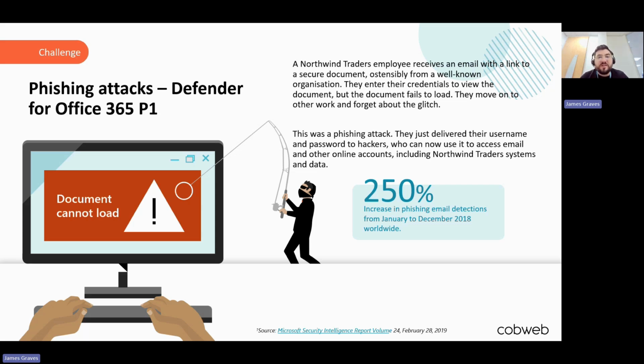So again, Northwinds being our fictitious business, the employees receive an email with a link to a secure document. They believe it to be from a very well-known source. They've got no reason to think it's anything untoward. So they click on the link, it loads up, and they enter their credentials to view the document. However, the document fails to load. The employee thinks, it's just a glitch, must be my internet connection, goes about their other business and thinks I'll come back to that later. So they move on to another task, go make a cup of coffee, whatever it is that they're going to do as a part of that.